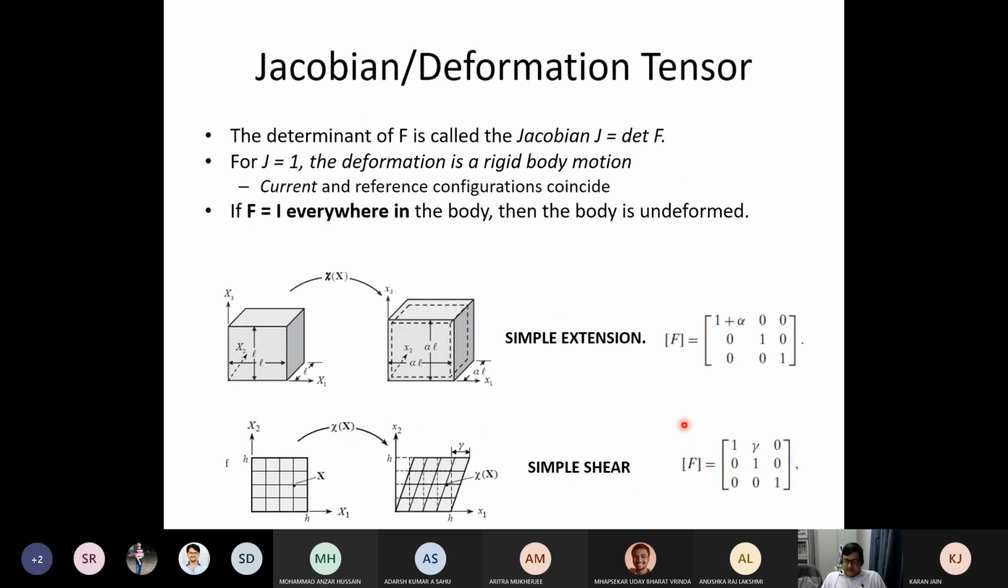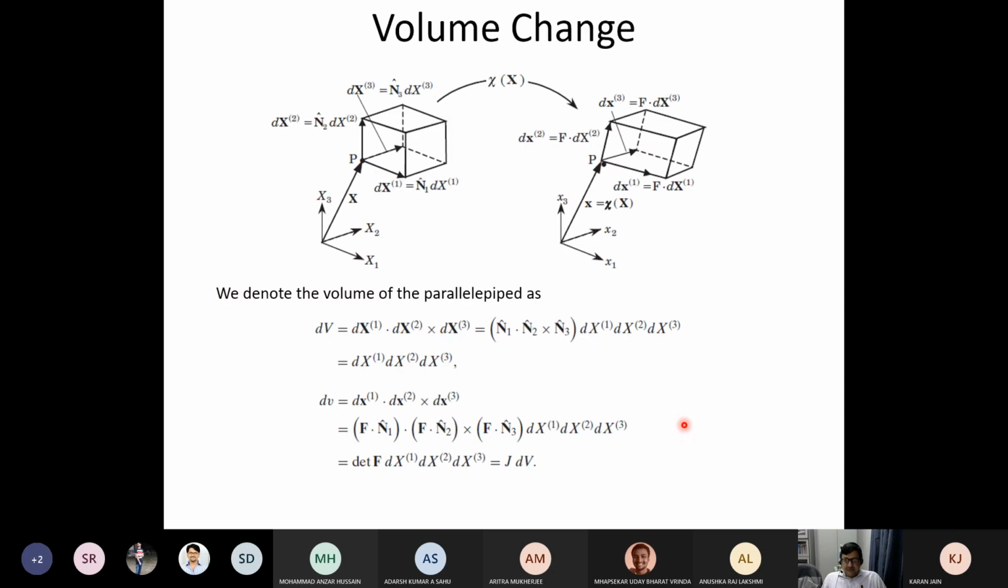Now, what is the utility of this? We understood that the Jacobian of this deformation matrix, if it remains 1, then it's an incompressible material. This comes straight from the kinematics, whereas if the Jacobian is not equal to 1, that means there is a degree of compressibility associated with the system.